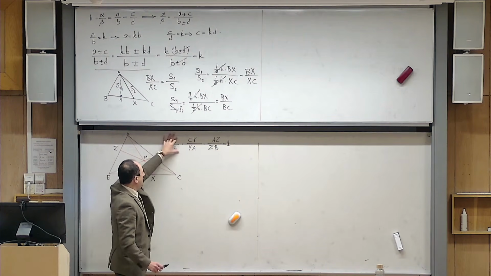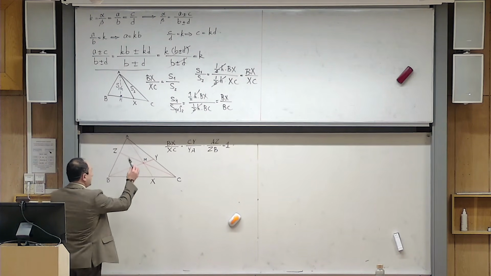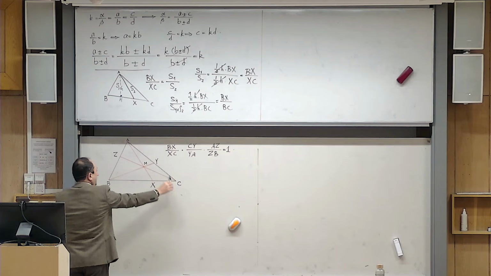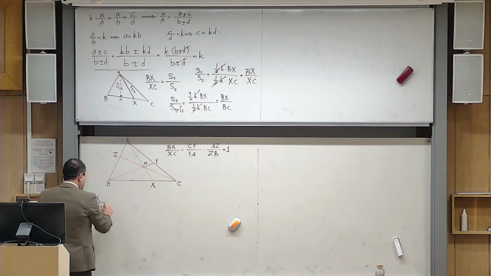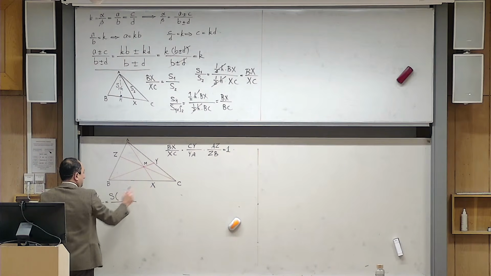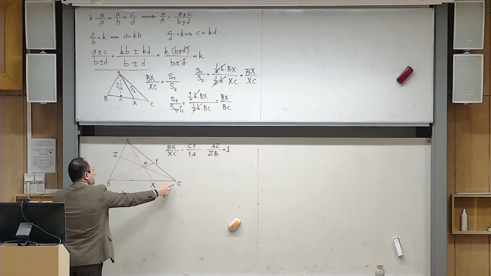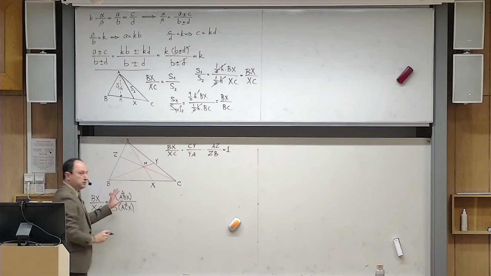What do I mean by that? I mean, I would write BX over XC. Here, let us just try to focus on one Cevian AX and this left-hand side triangle and this right-hand side triangle. Okay? So let us just concentrate on that. Exactly because of what I described, you can immediately write this as the surface area of the triangle ABX, yes, because BX is the base of that triangle, over the area of this triangle, ACX. This is on the one hand.